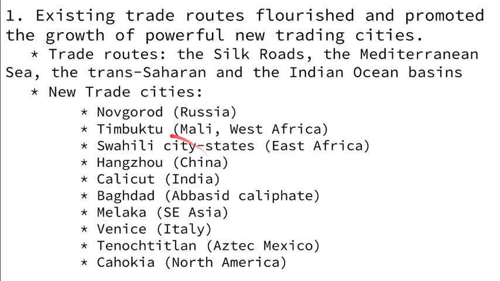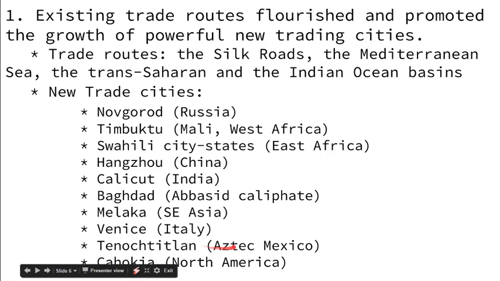The two odd ones out are going to be Tenochtitlan, which is in Mexico, and Cahokia in North America, or the United States. And these are unique because they're not part of the Afro-Eurasia trade networks. They're the ones in the Americas, and these are the largest cities in the Americas.